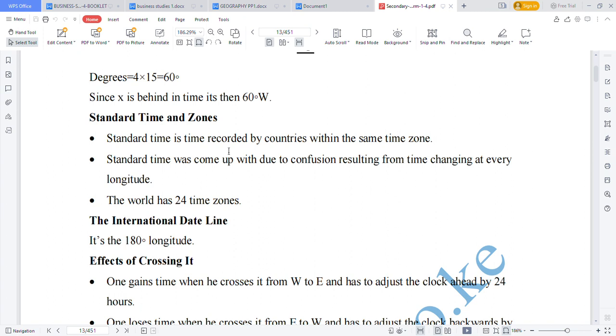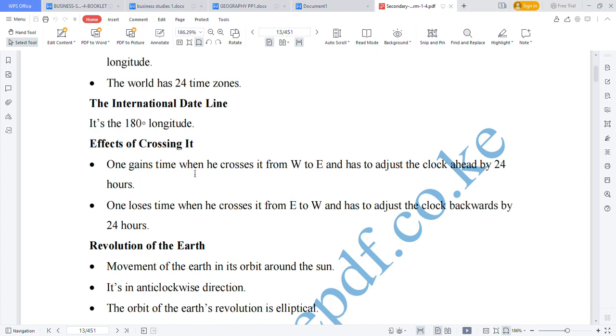So standard time and zones. Standard time is time recorded by countries within the same time zone. Standard time was come up with due to confusion resulting from the time changing at every longitude. The world has 24 time zones.